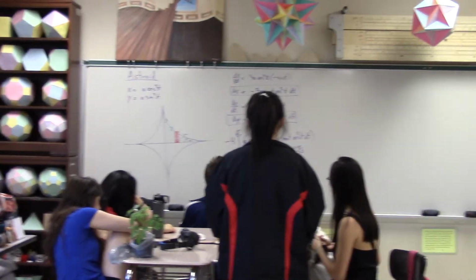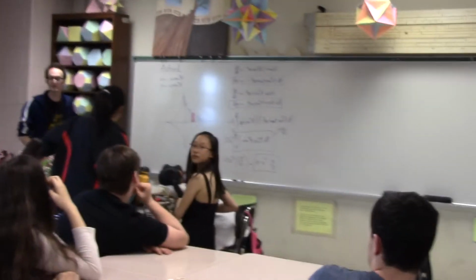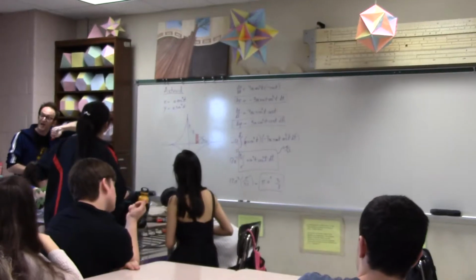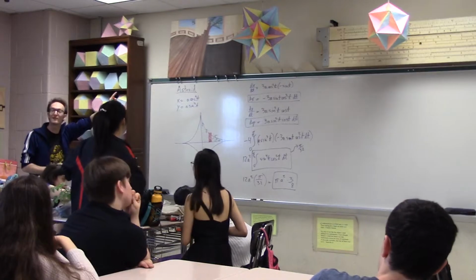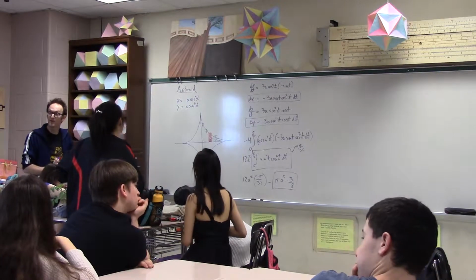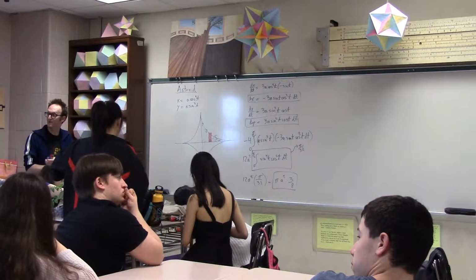What does that turn out to be? Or 3/8. That's so interesting. Pi a squared times 3/8. That's actually pretty cool. What that says is something which seems actually quite reasonable: that the area inside an asteroid is 3/8 of the area of the circle that is going around the outside of that asteroid. Cool?